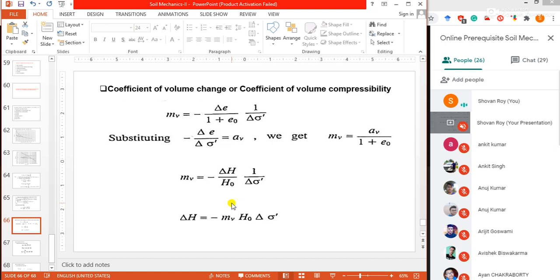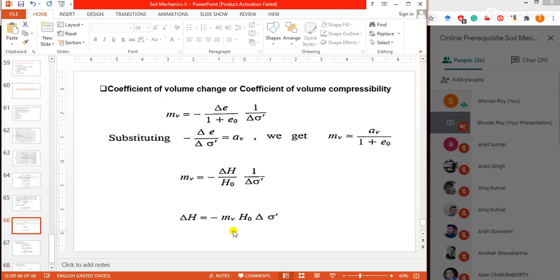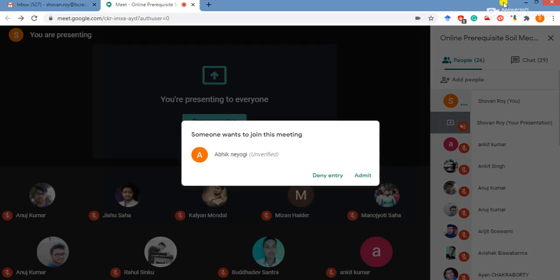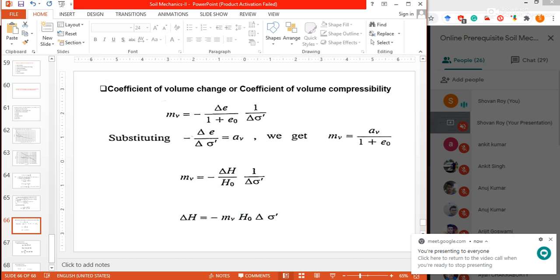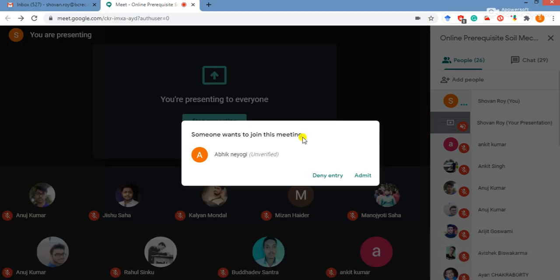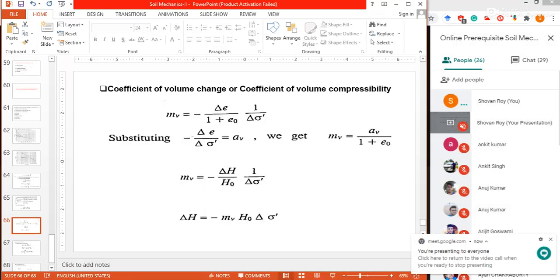Thus the change in the thickness delta H due to pressure increment is given by delta H equals minus mv H0 delta sigma dash. So the minus sign in this equation simply denotes that the void ratio or thickness decreases with the increase in the pressure.